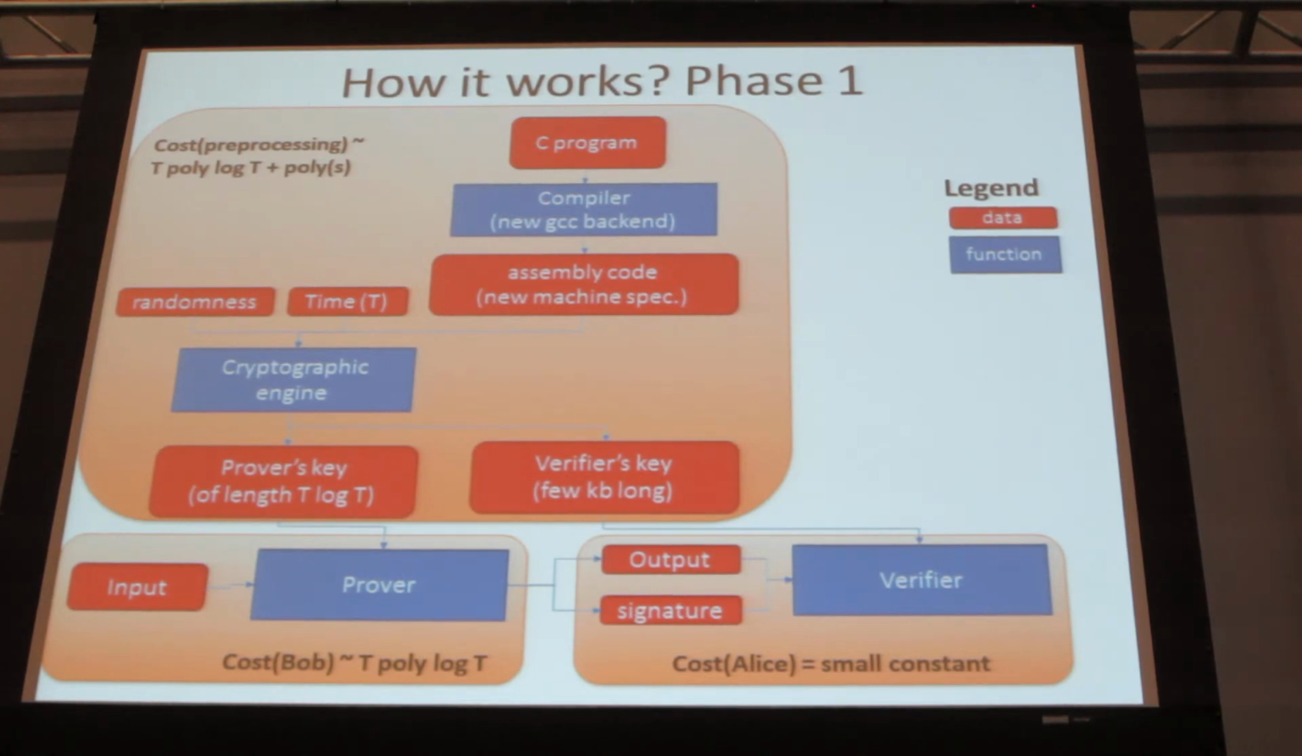In this pre-processing phase, which in the case of Bitcoin could be set up by the Bitcoin, I don't know what the central authorities are, but for any computation that is deemed important enough, someone will do this pre-processing phase. And in this pre-processing phase, you take the assembly code, you take a bound on the running time of the program, you take some auxiliary randomness used for cryptographic purposes, you throw it into a cryptographic engine, which is the main thing in our work, and out come two things. One is the prover's key, and the other is the verifier's key. The prover's key is pretty long, it's as long as the computation, but the verifier key is really, really short.